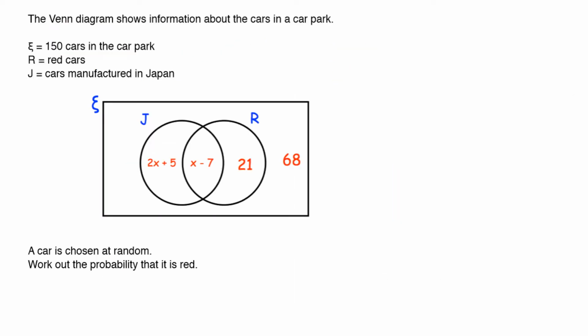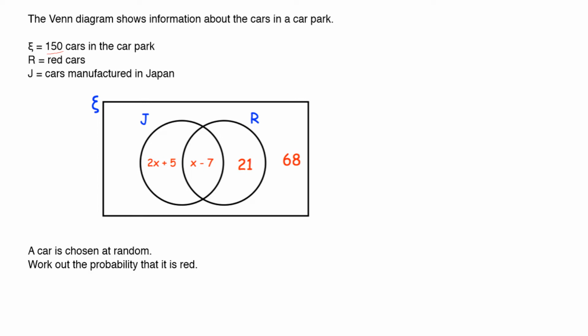Okay, one more exam style question. Again, pause the video and have a go first, and then let's see what we come up with. So in this question, we're told there are 150 cars. R is going to stand for red cars and J is cars manufactured in Japan. And we want to find the probability that a car is red. And the problem is we've got this x in the question.